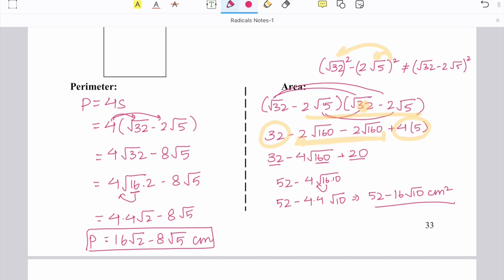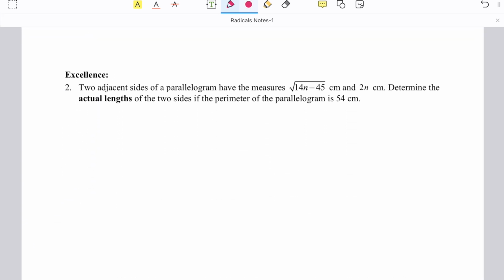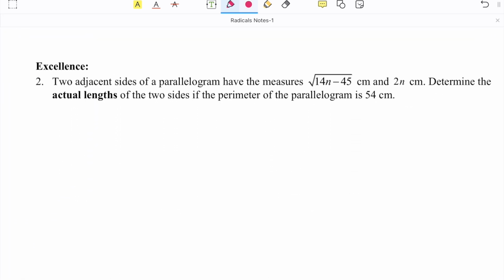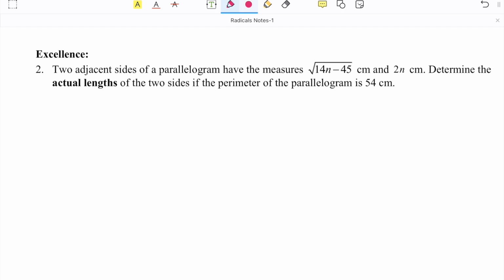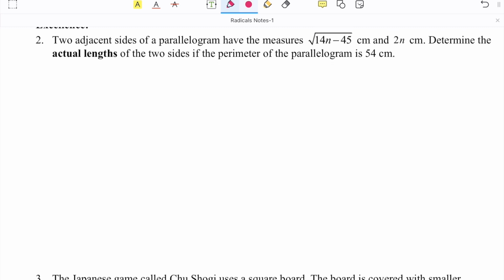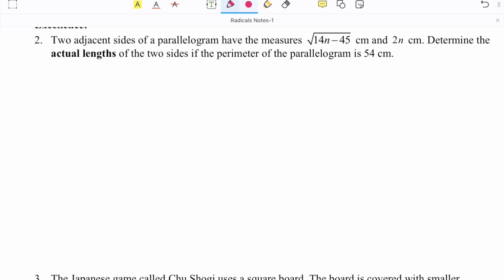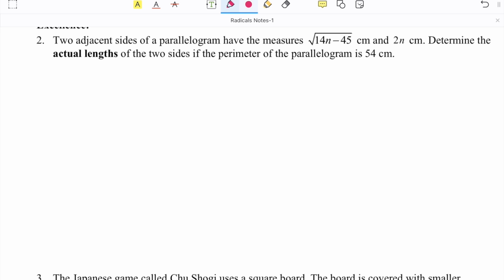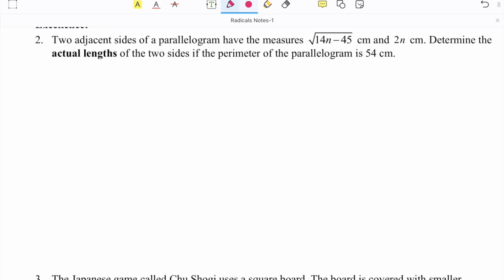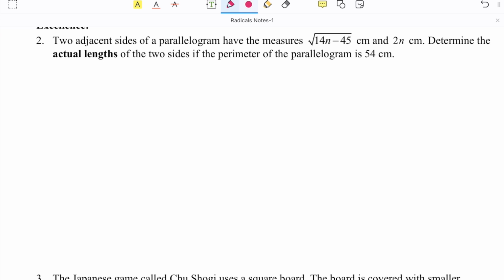Okay, these are the questions that are a little bit tricky, but there is a fair chance of them being on the test as well. It says standard of excellence over here, but let's try one of the questions. Two adjacent sides of a parallelogram have the measures √(14n − 45) centimeters and 2n centimeters. Determine the actual lengths of the two sides if the perimeter of the parallelogram is 54.